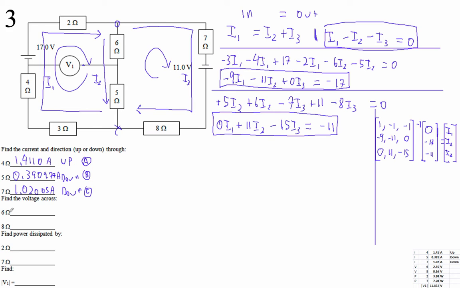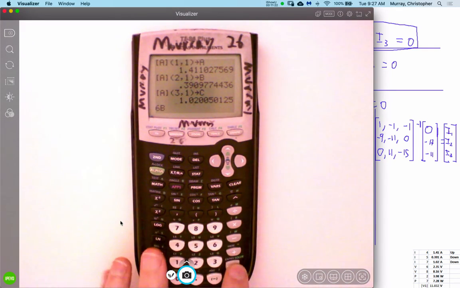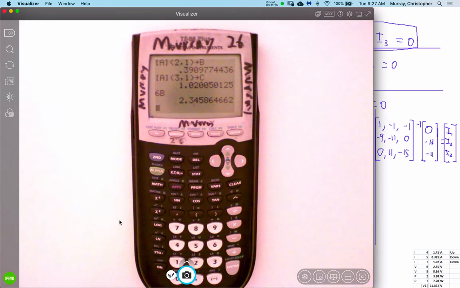Okay, so let's see, where's our 6? Our 6 is here. So our 6 is going to be 6I2, or 6B in our calculator. So V is IR is equal to I2, which is this guy, times 6, is equal to 0.390977 times 6, which is just 6B for me. So I can literally just go 6B, 2.35 roughly.